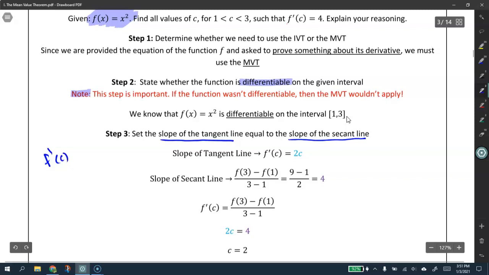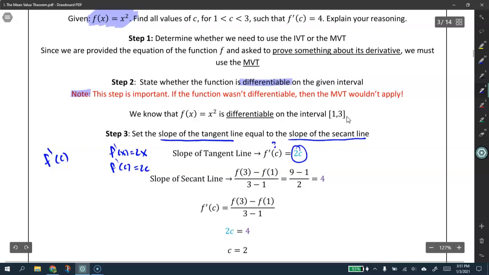We take a derivative of f of x, and the derivative of f of x is equal to 2x. And then into that 2x, you're going to plug a c into it. Remember, we don't know where this point C is, right? We got to figure that part out. So here is the slope of the tangent line. If you want to call it a derivative, that's perfectly fine.